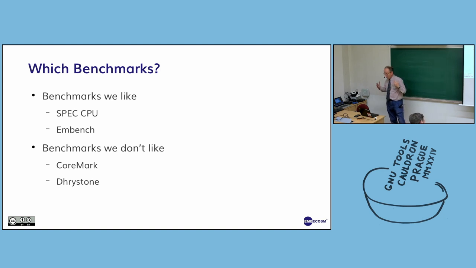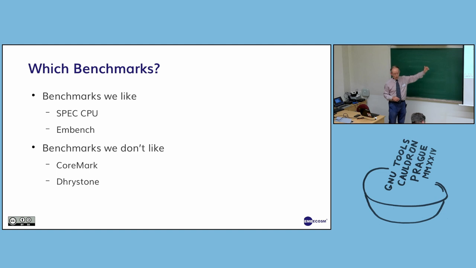SPEC CPU is for application class processors. MBench is actually more than one benchmark, but the one everyone calls MBench is MBench IoT, for the very smallest processors, sub 64K, tiny little microcontrollers. There are other benchmarks under development in MBench. There's MBench DSP for DSPs, there's MBench RT for real-time performance, but for now, MBench IoT.